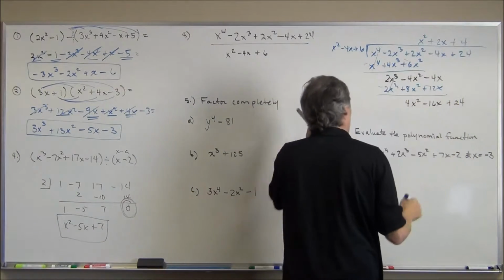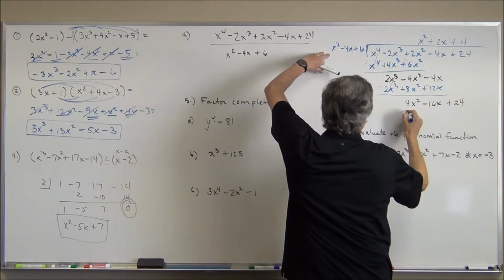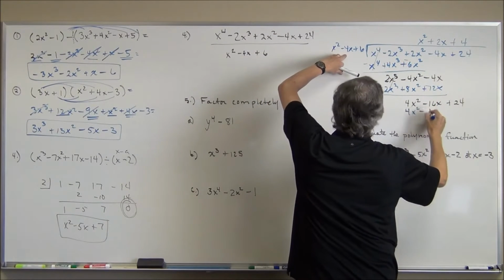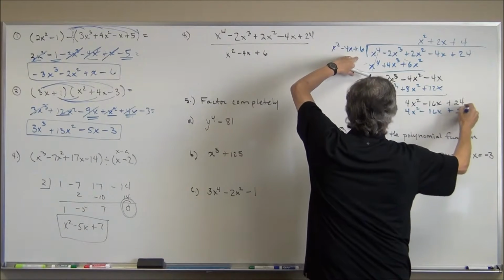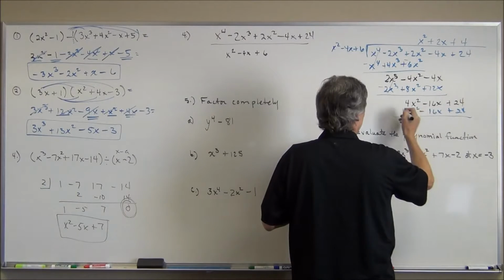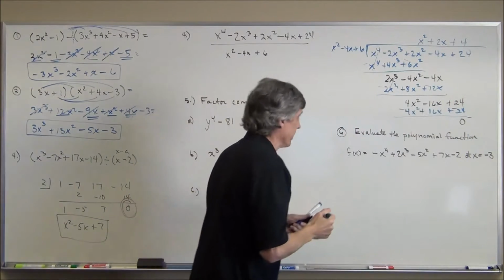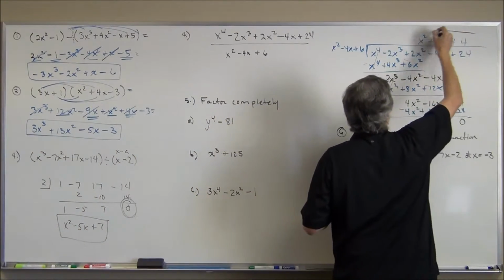There's the quotient. I don't know if I have a remainder yet. So now I multiply 4 through this. That'd be 4x to the second minus 16x plus 24. Now, my remainder is going to be 0. Because you can see that when I change the signs and add, everything cancels out and I get a remainder of 0. And this guy right here is my answer.